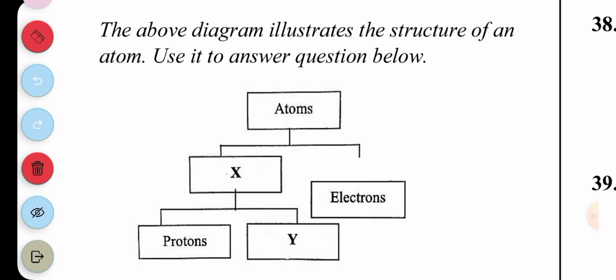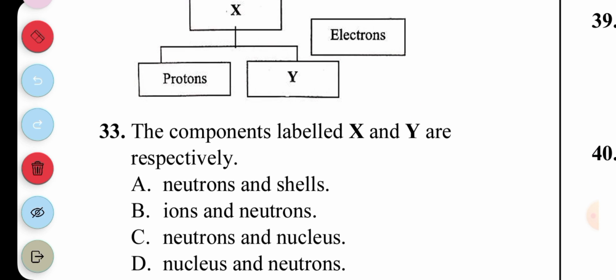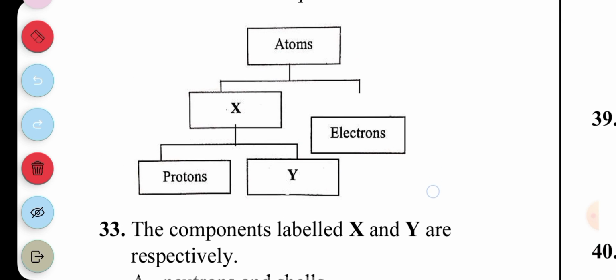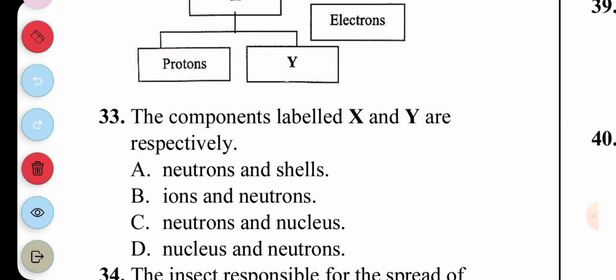The diagram illustrates the structure of an atom. Use it to answer the question below. So the components X and Y. So this is actually supposed to be the nucleus. And this is supposed to be neutrons. So X is nucleus, Y is neutron. So 33 is D.